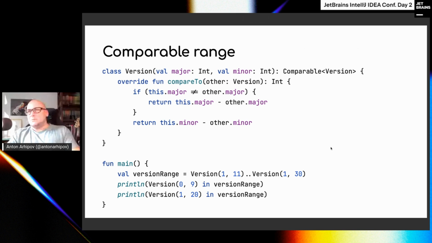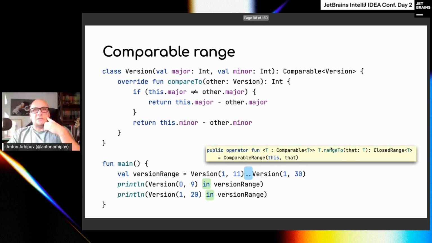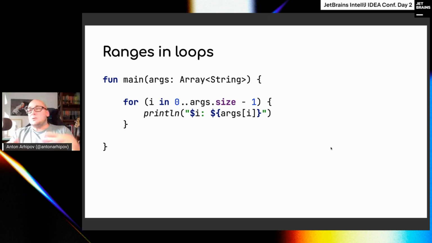The ranges are comparable. They don't have to be numeric characters or character type. Then you can just create your custom types and make them comparable, and then you will be able to use ranges and range checks, even with custom types like this. So basically, you need to implement the comparable interface.